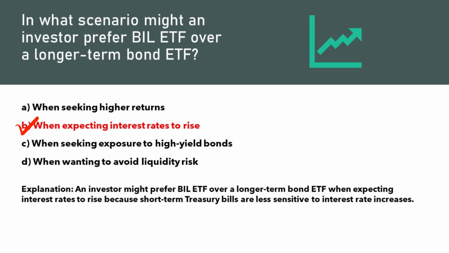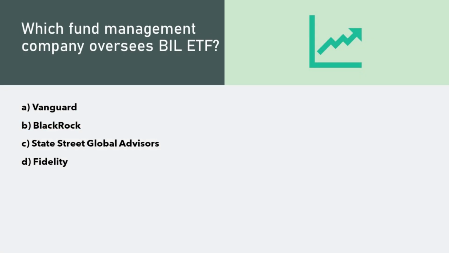Answer: B. When expecting interest rates to rise. Explanation: an investor might prefer BIL ETF over a longer-term bond ETF when expecting interest rates to rise, because short-term Treasury bills are less sensitive to interest rate increases. Which fund management company oversees BIL ETF?